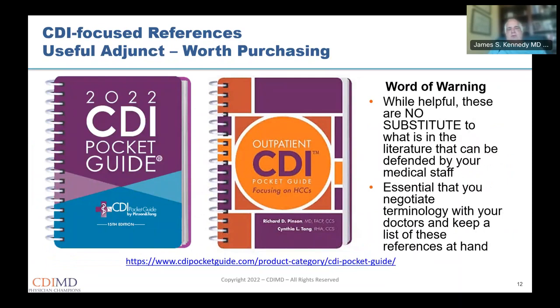Now, there's other books that one can buy. And the one that I would recommend to you is the CDI Pocket Guide, written by Dr. Richard Pinson and Cynthia Tang. These are worth purchasing in my mind. There's an alternative from ACDIS that you may look at. It's also good. So I would look at purchasing one or the other, so that way you are familiar. These are written for what you're doing. A lot of what I'm saying will be in these books. I encourage you to purchase one of these, either this book or the ACDIS book, and have that as a reference, because I think you will find that you will look at these every day.